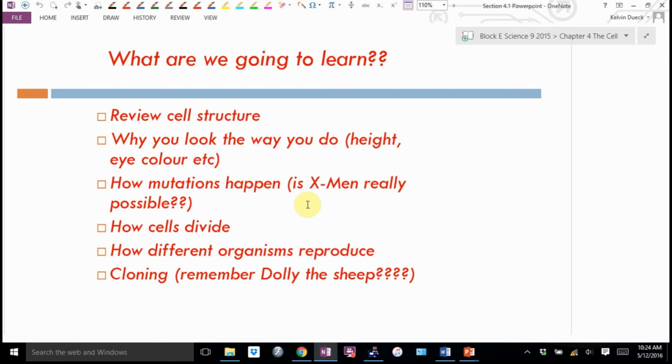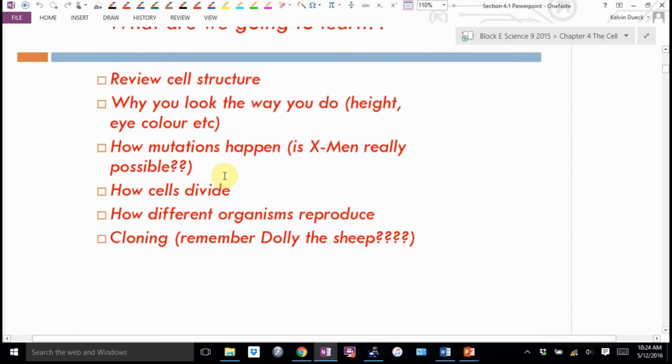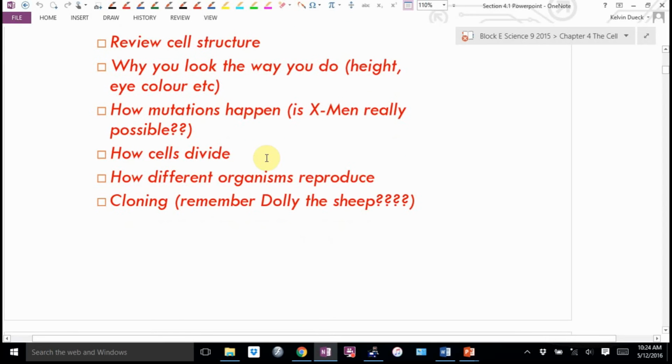Also how it's perfectly possible, for example, for two blonde-haired parents to have a child with dark hair. How does that work? How mutations happen. Is X-Men really possible? Cells divide. How different organisms reproduce. Cloning.